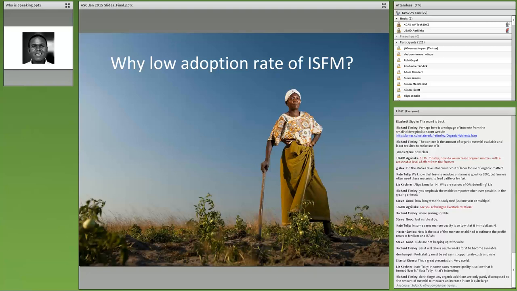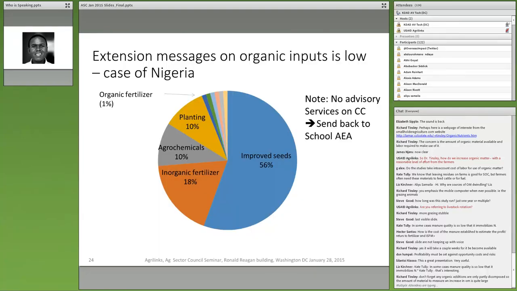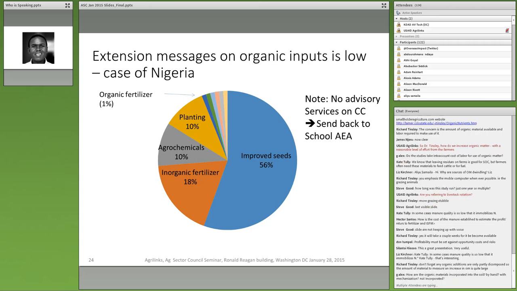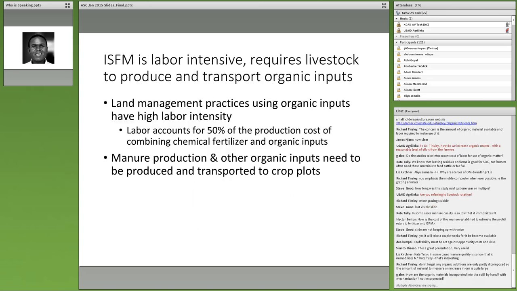Now, we also did a study, and this study was very interesting. We went to agricultural extension agents in Nigeria and Uganda. We asked them, what messages do you give to your farmers? The first message was improved seeds. The second one, inorganic fertilizer. The third one was agrochemicals. Only 1% of the extension agents said anything about organic inputs. So the teachers are ignorant. They are not telling the farmers the right thing to do. If they are not talking about the organic inputs, that's something which should be fixed.